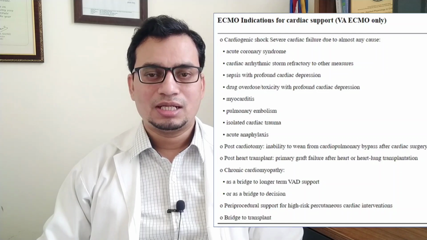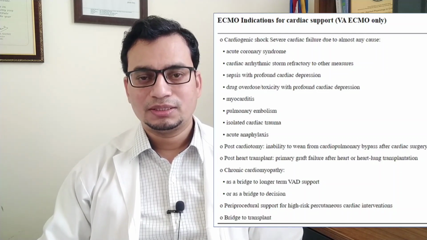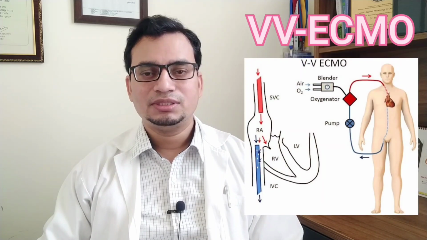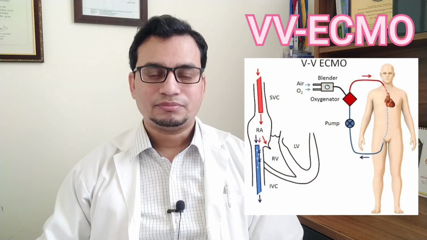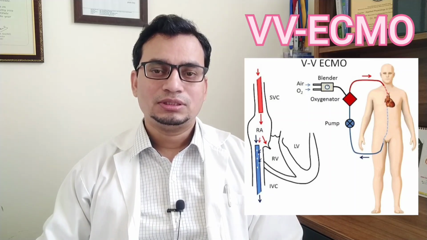VA ECMO is very useful in cases of cardiogenic shock, and post-heart transplant as a bridge to the transplantation. During veno-venous ECMO, the blood is extracted from the vena cava or right atrium and returned to the right atrium. VV ECMO provides the respiratory support, but the patient is dependent upon his or her own hemodynamics.